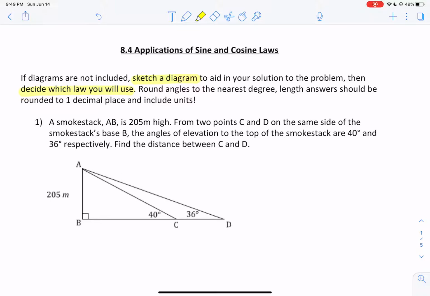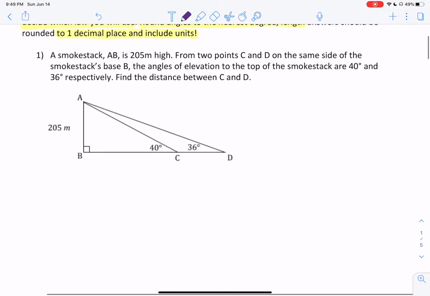So all of these questions have a mix of sine law, cosine law, and there are a few SOHCAHTOA problems thrown in there with some right angle triangles. Finally, make sure you round all of your angles to the nearest degree and round your lengths to 1 decimal place and include units. So let's get into our first example.